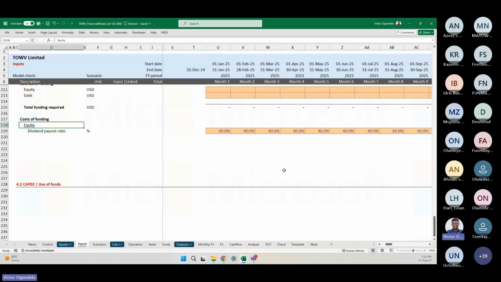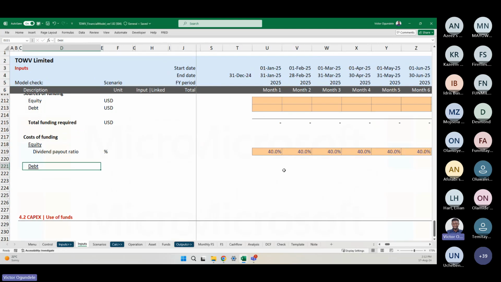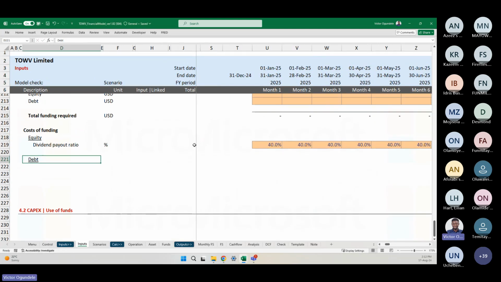Okay, so now for the debt. For the debt, this is also now your core, because at times the business might want to get more than one or two debts.